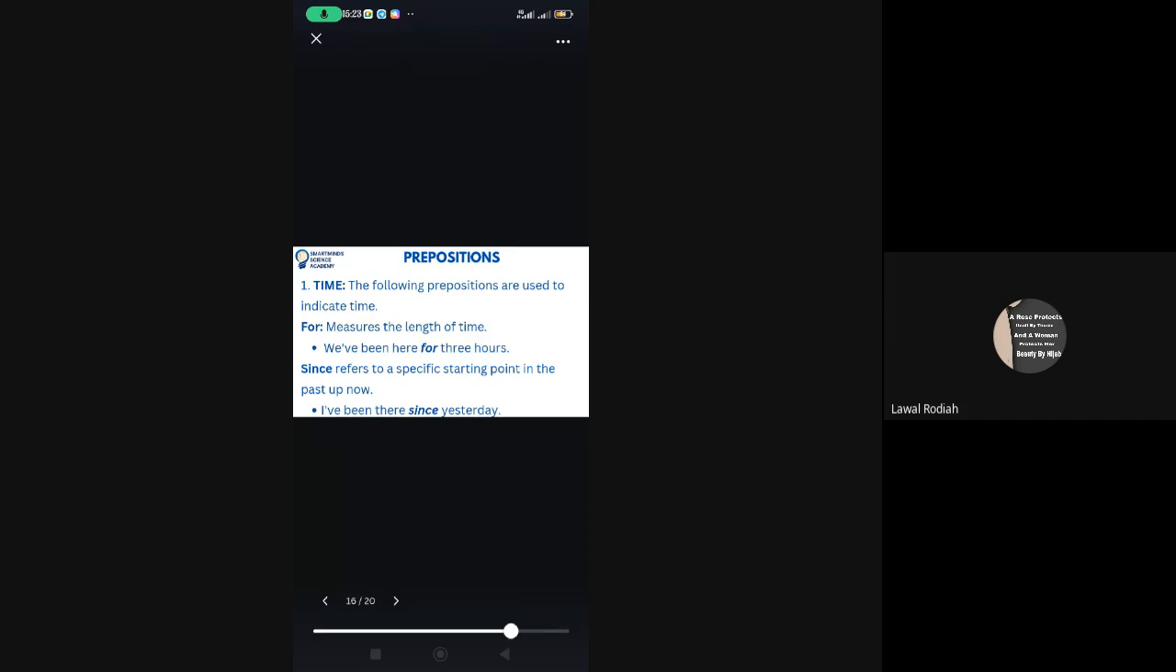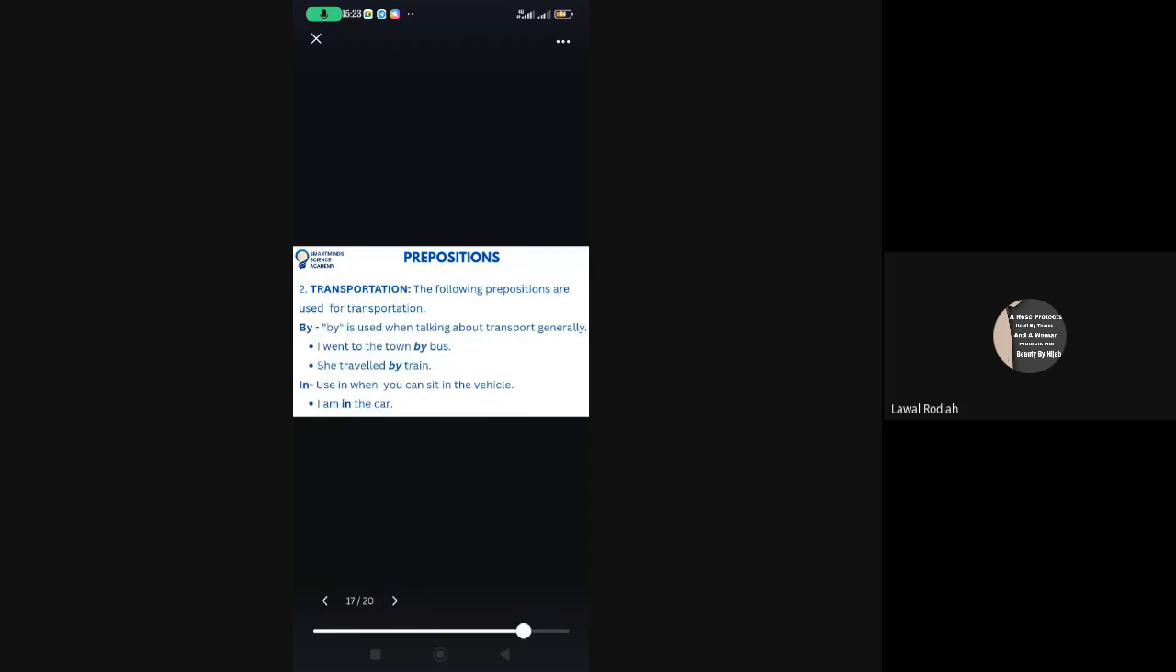So since it's talking about a specific starting point in the past up till this moment, it means that thing that happened in the past, that action that has been happening since in the past, is still happening till this moment. It is not that I left there already. I have been there since yesterday does not mean I left there already. No, it means I am still there.